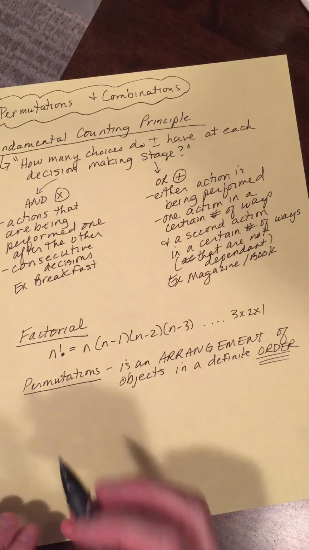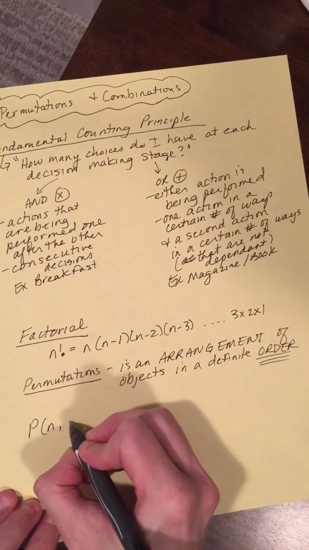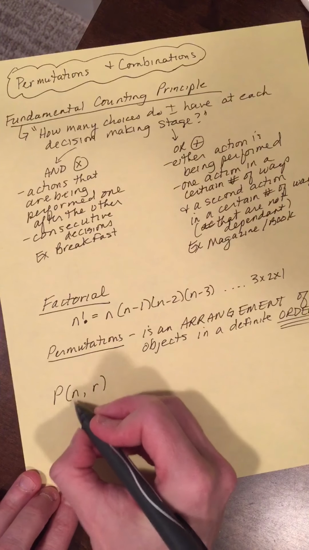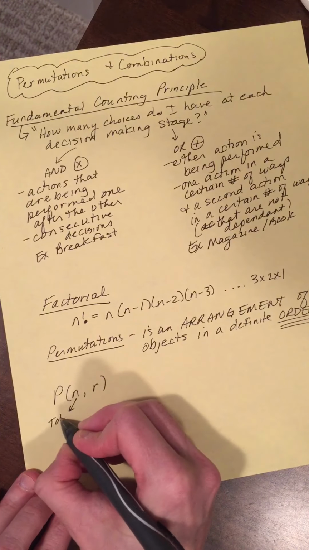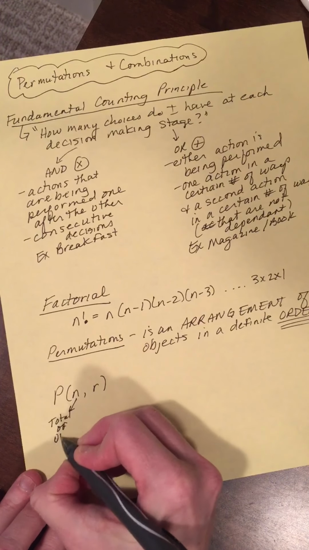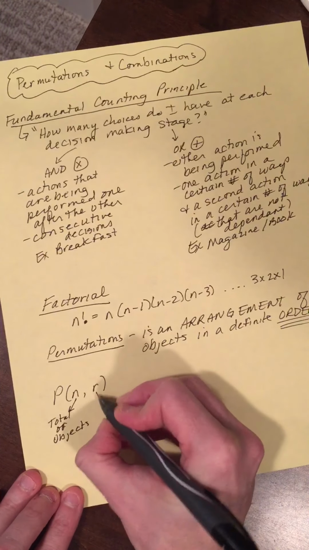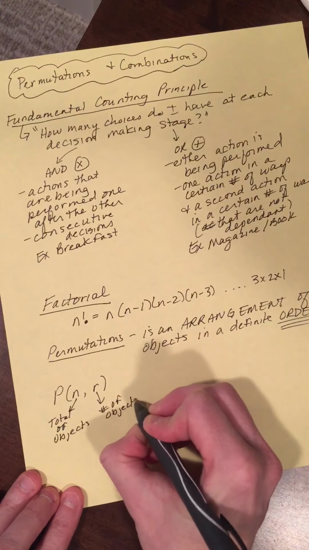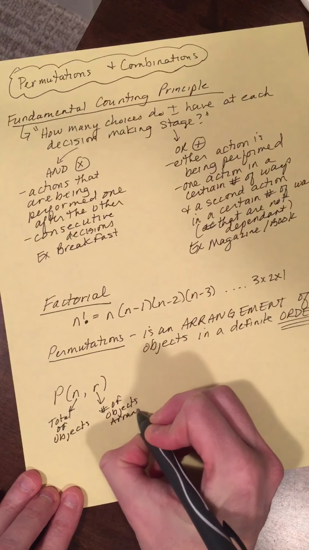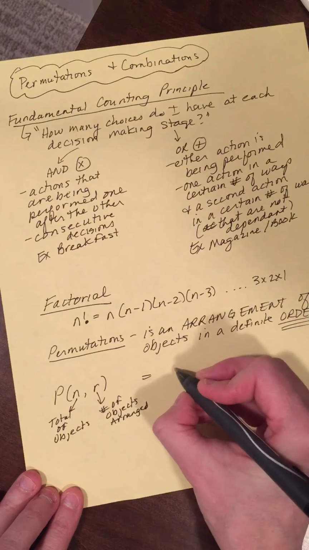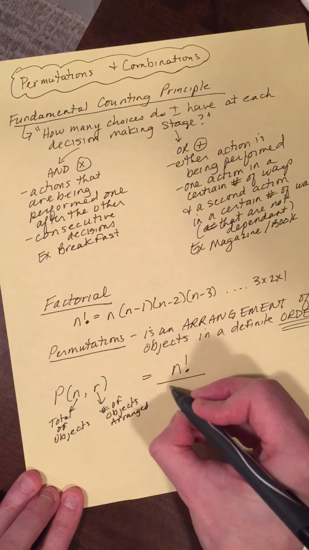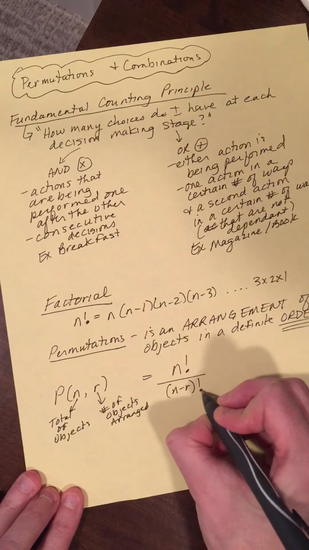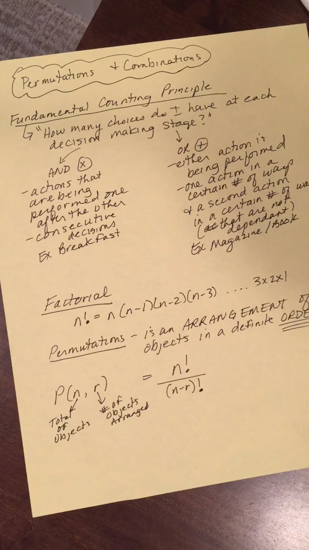What went with that is a beautiful formula, again, of permutation of n choose r, n being the total number of objects, r being the number of objects arranged, and the formula went like this: n factorial over n minus r factorial. And again, you're responsible to have that formula memorized.